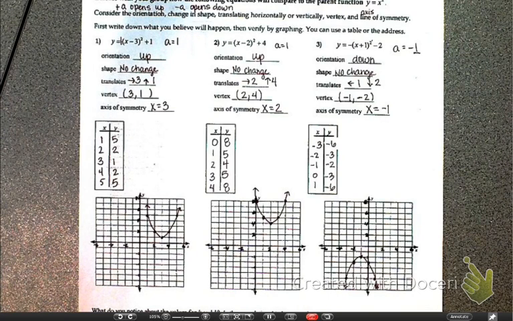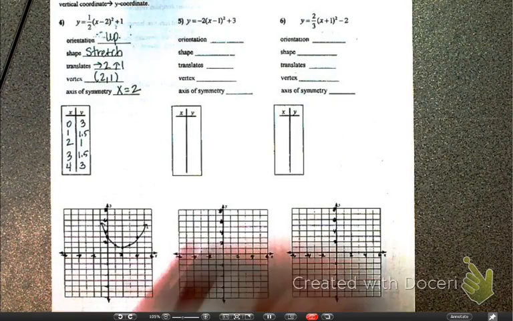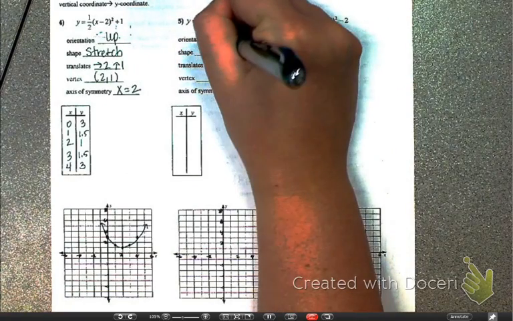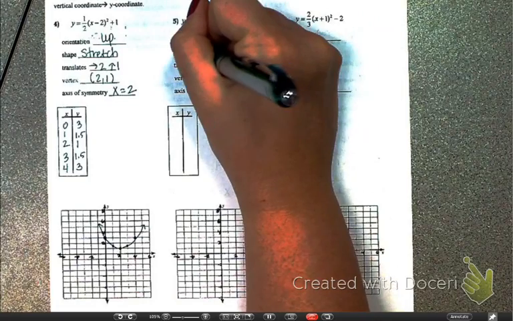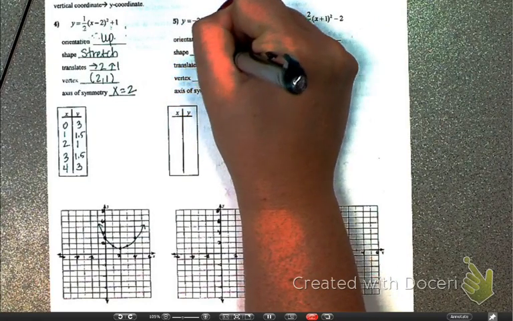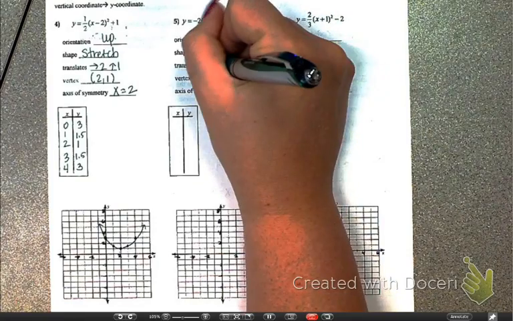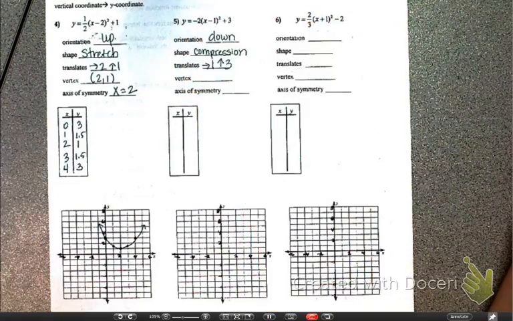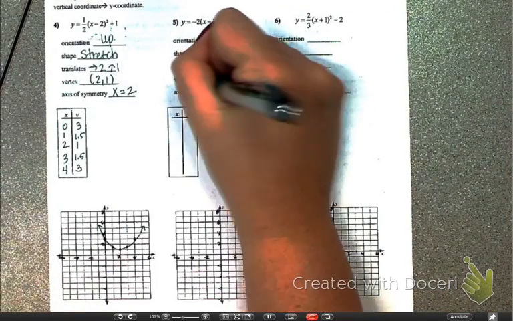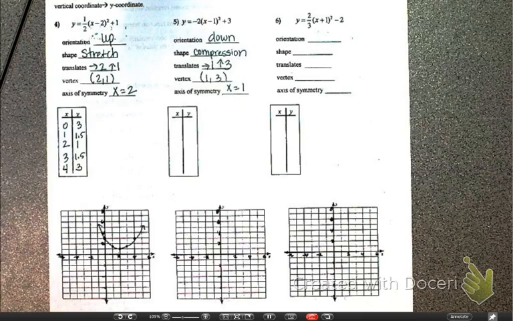All right, number 5. The orientation is down. The shape is a compression. It translates right 1 and up 3. The vertex is at (1, 3), and my axis of symmetry is x equals 1. Did we get all those? Okay. Well, at least one person did.